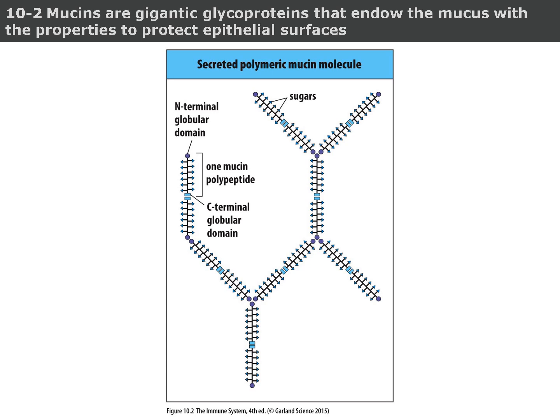The dense sugar chains attached to the mucin backbone attract water and trap pathogens, forming a hydrated gel that lubricates and shields the epithelial tissue from damage and microbial invasion.